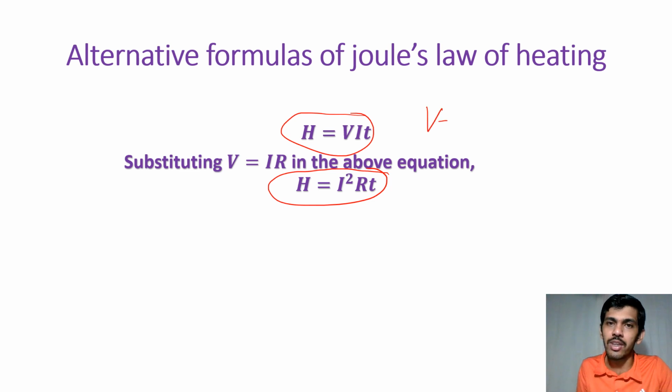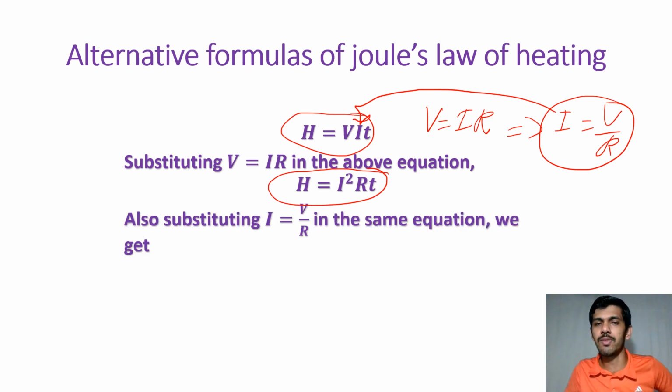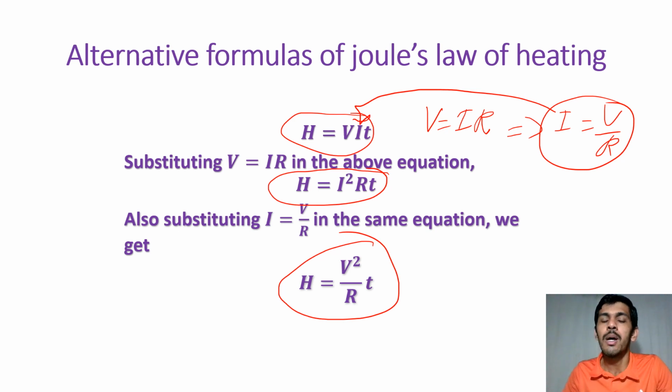We know that V is equal to IR. This implies I is equal to V by R. If you substitute this in I, keeping V as it is, substituting I equal to V by R in the same equation, we get H is equal to V square by R into T. These are the three alternative formulas. These three formulas are very important as far as problem solving or direct questions are concerned.